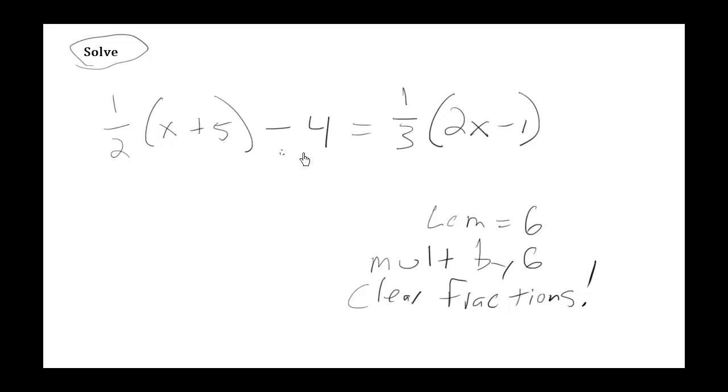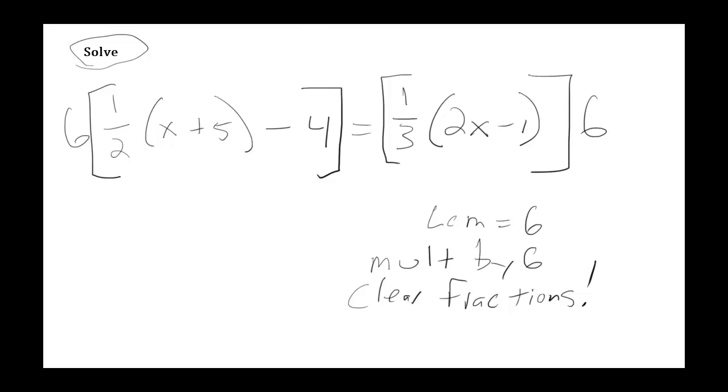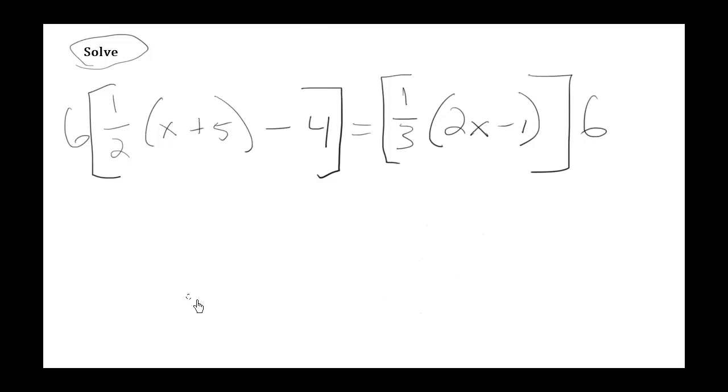You can only do this with equations. With equations, you can get rid of all your fractions. So I'm going to erase this, and I'm going to go ahead and do that. So multiply both sides by 6. So this whole side by 6, the whole side, and this whole side by 6. So let's see what happens when I do that.